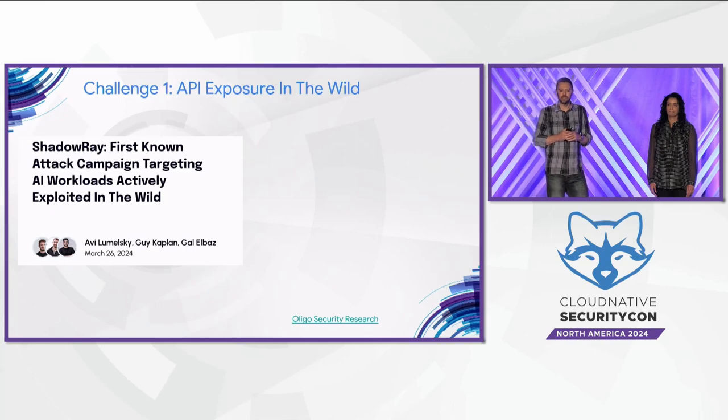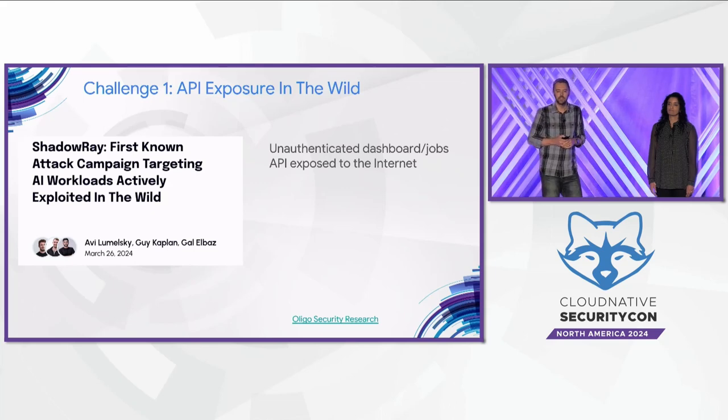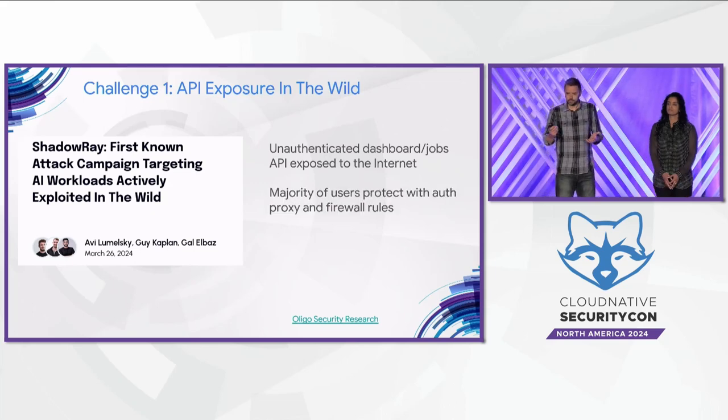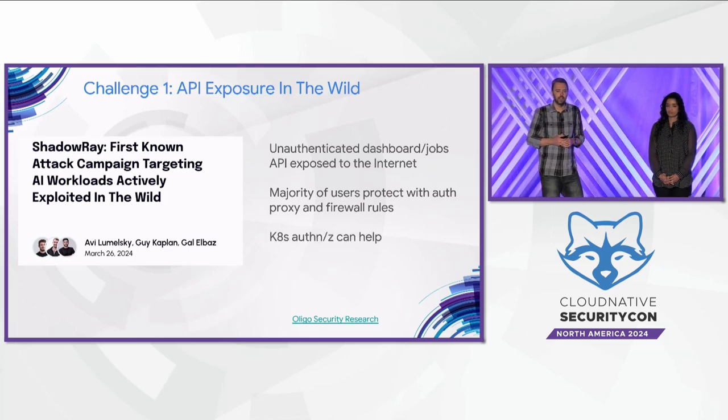So the Allego folks did some internet scanning and found these APIs, these unauthenticated dashboard and jobs APIs, exposed to the internet. And so the standard way to protect these is you add an authentication proxy in front of the APIs, and then you wrap it in firewall rules and make sure everything goes through the proxy. But that's obviously not happening in all cases here. People are making mistakes. And so we're going to talk a little bit later about how Kubernetes authentication and authorization could help with this challenge.